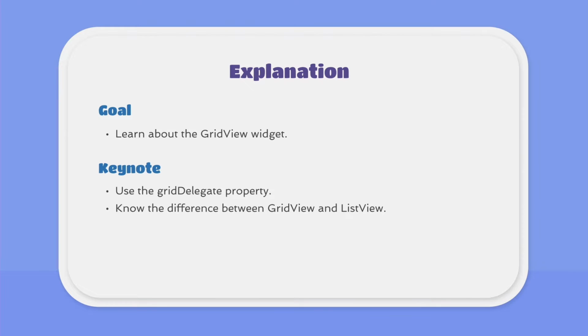In this lesson, we are going to learn about the GridView widget. GridView is commonly used in apps for showing scrollable items in a relatively large size. For example, a shopping mall app may use GridView for showing its products. We can use the grid delegate property to set how children widgets will be allocated. Now, let's get started.